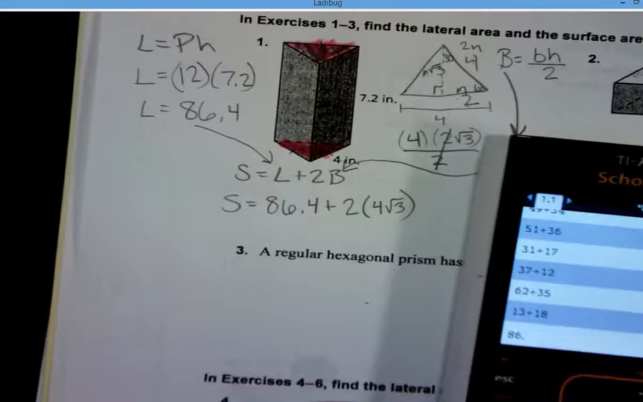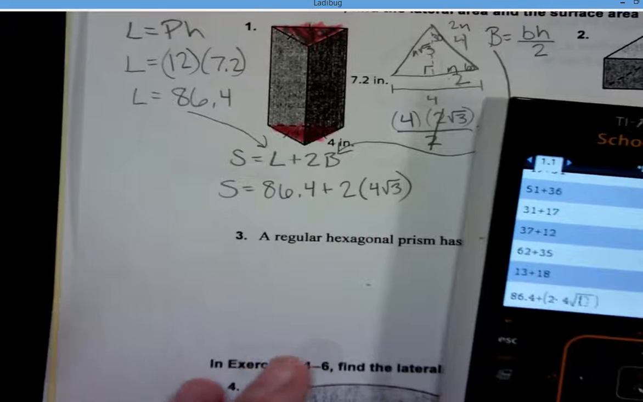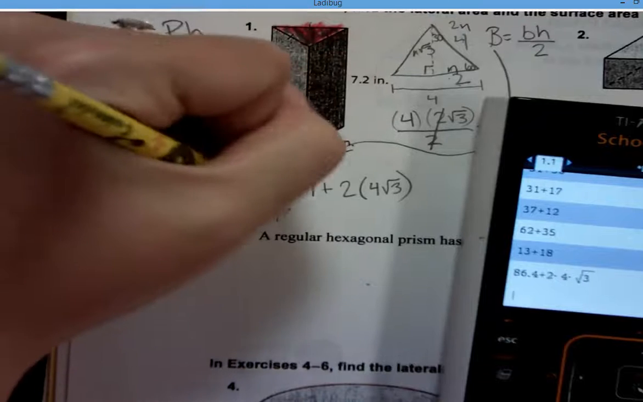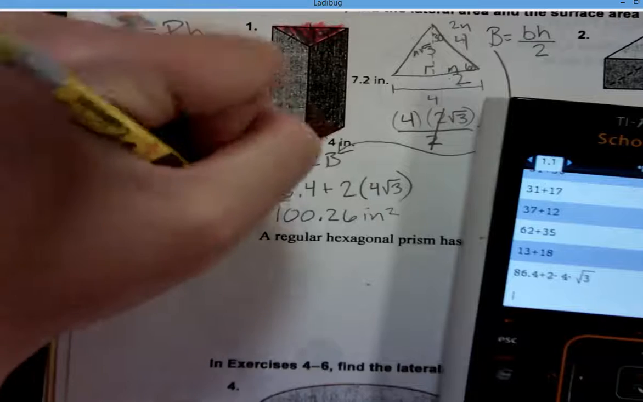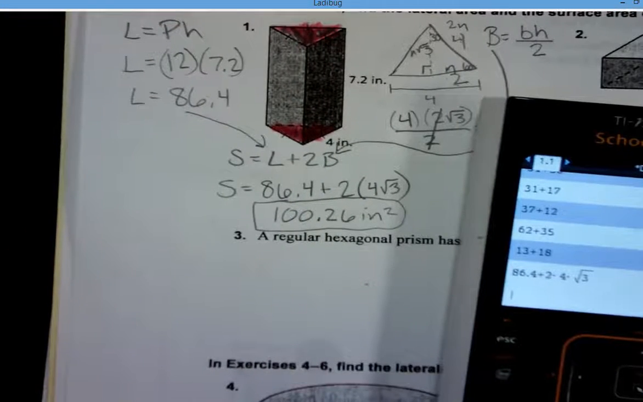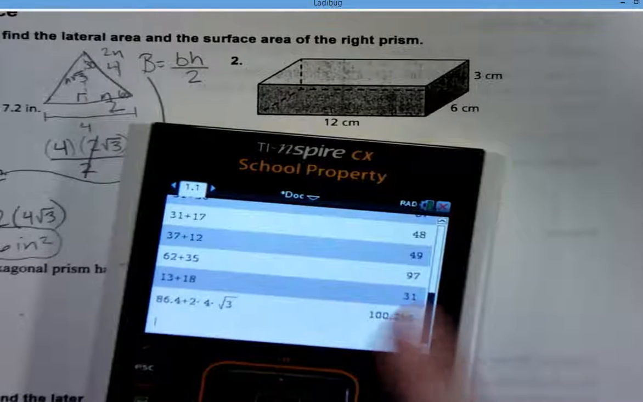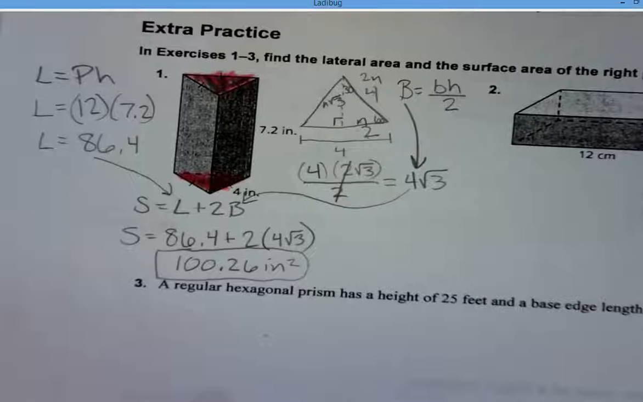So 86.4 plus, I'm going to put this in parentheses, 2 times 4 root 3. Yeah, 100.26. It asks for it in hundredths in the homework, so that's how we're going to answer it in the notes. If you put 100.25 into the Big Ideas, you will get it wrong. So make sure you know how to round. It's 100.26. Okay. Got it? Not too crazy.